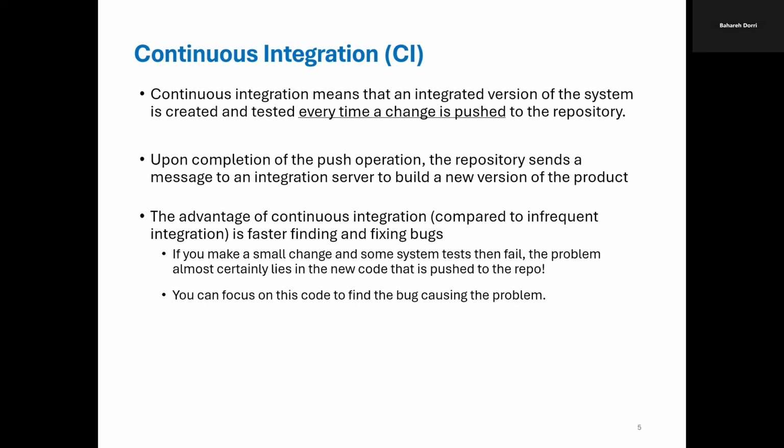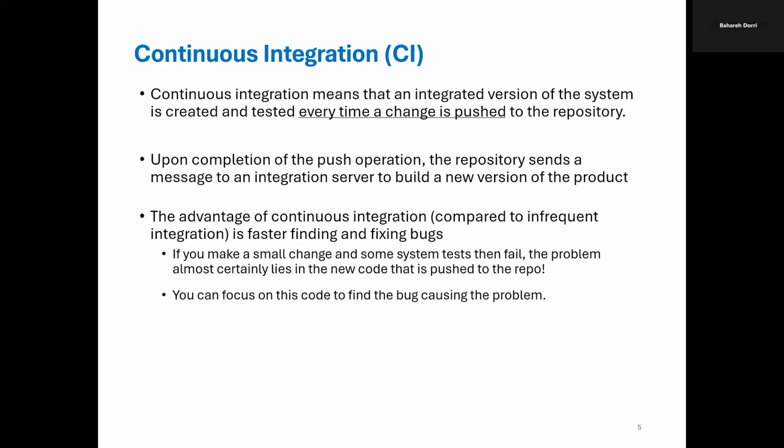What actually happens behind the scenes is that once the push is complete, the repository sends a signal to the integration server. That server then builds a new version of the product and runs a set of automated tests on it. And here is the real benefit. When a test fails, you know exactly where to look. If only one or two new changes were pushed, then the problem is almost certainly in that new code. It saves tons of time compared to trying to untangle bugs in a large delayed merge.